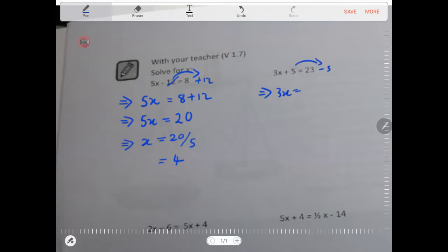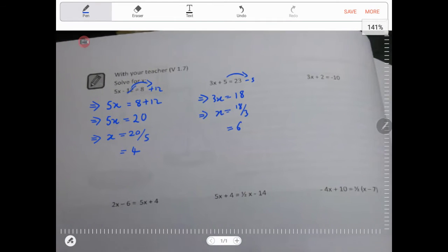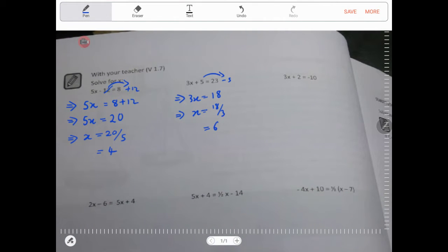And you could work out in your head, all right, 23 take 5 is 18, and just write that line straight away. And then x equals, well, the 3 is multiplying by the x, so on the other side it'll divide. So 18 divided by 3, which gives 6. Okay, so you might want to pause the video after seeing these couple of examples and try this last one on your own, then I'll have a go at it.